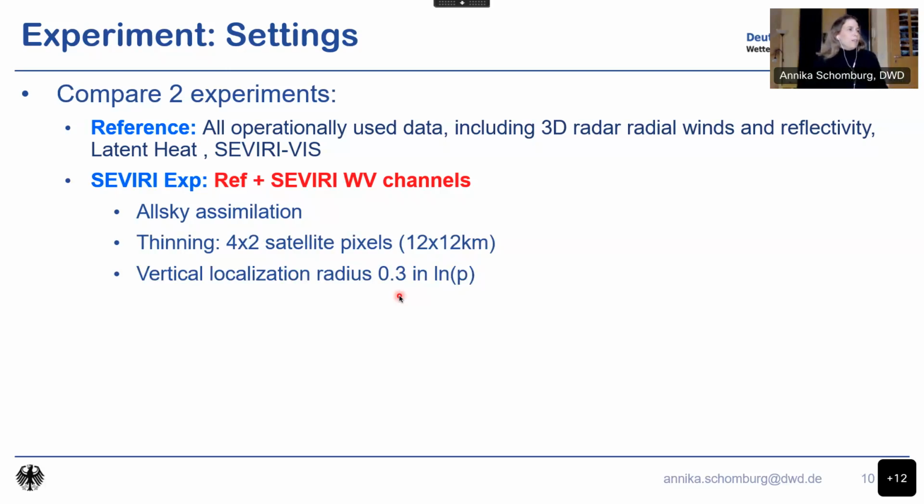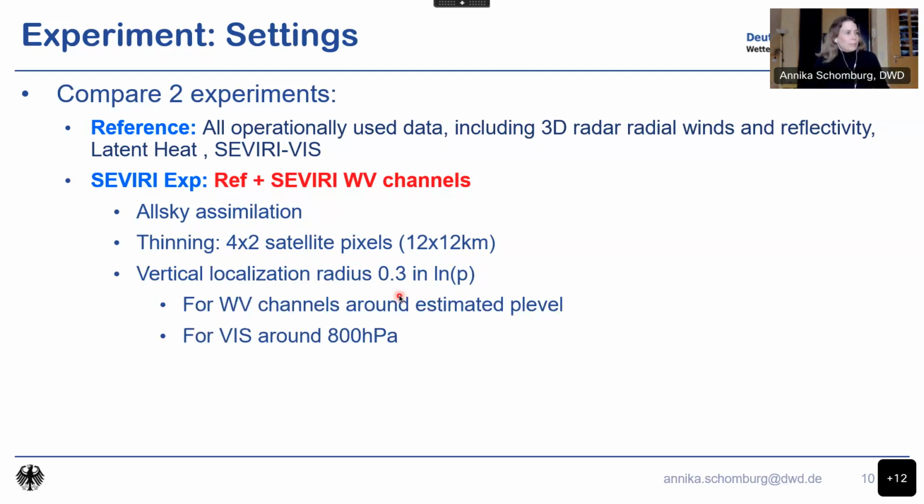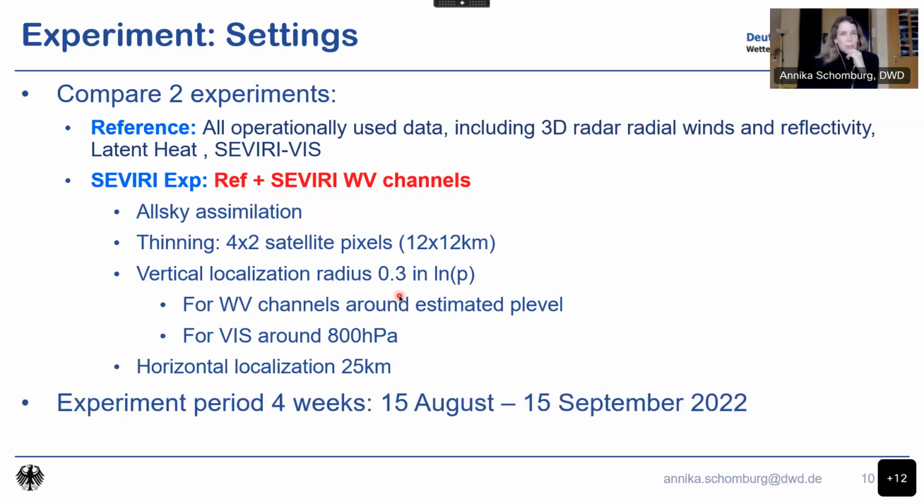I have a vertical localization which is quite coarse for the water vapor channels around the level which I told you. And for the visible channel, we found it beneficial, if we assimilate the water vapor channels also, to localize the visible channel vertically around 800 hectopascal. So let the water vapor channels take care of the higher troposphere and the visible channel of the lower troposphere. And the horizontal localization is 25 kilometers.